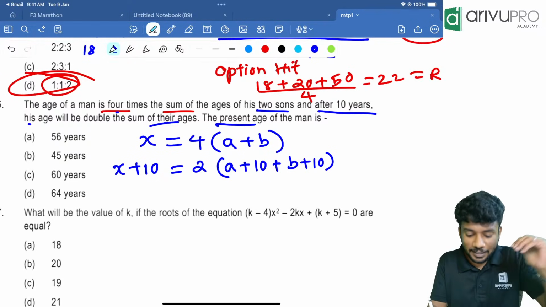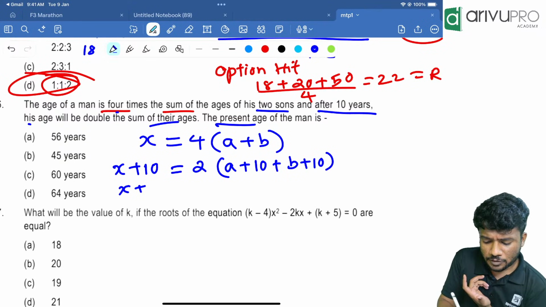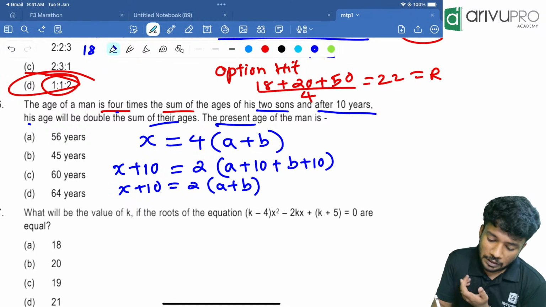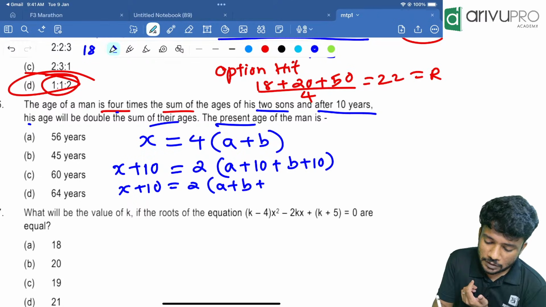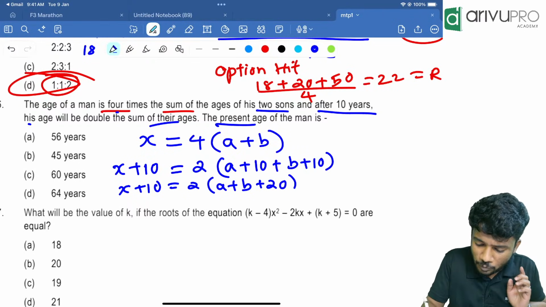Now from this we can rewrite the thing. X plus 10 is equal to 2 into A plus B plus how much? Plus 20. Everyone got till here? Now we got one more value. A plus B is how much from the given first step?